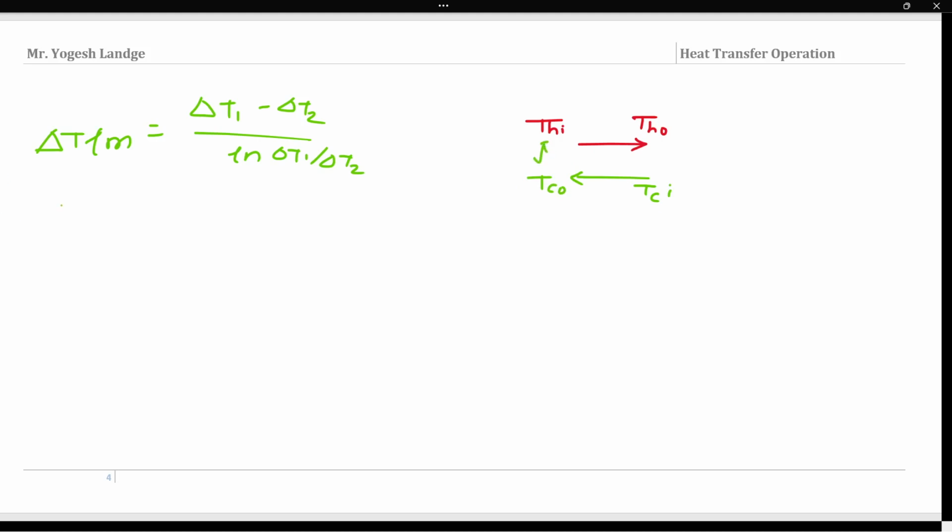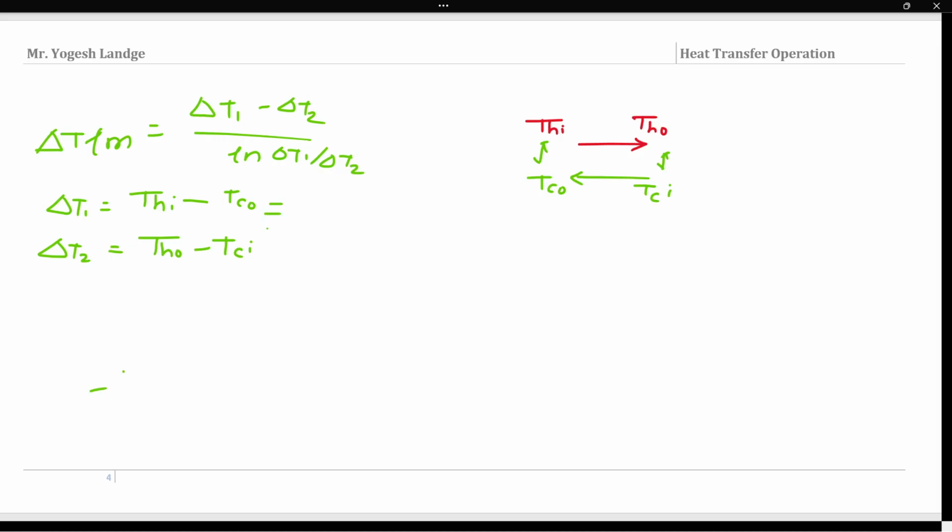Now we can say this is delta T1. Delta T1 is equal to the inlet temperature of the hot liquid minus the outlet temperature of the cold liquid, and delta T2 we can write from this one: outlet temperature of the hot liquid minus inlet temperature of the cold liquid. With this, we can easily calculate the value of delta T. So what is the value of THI, THO?